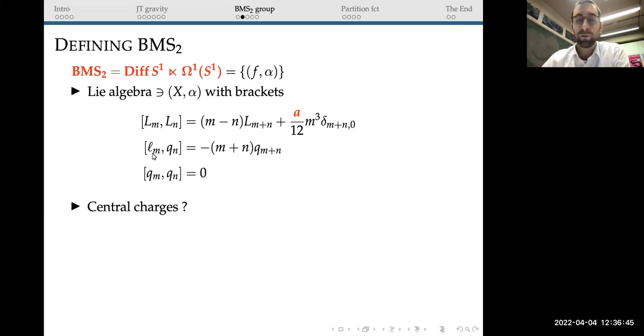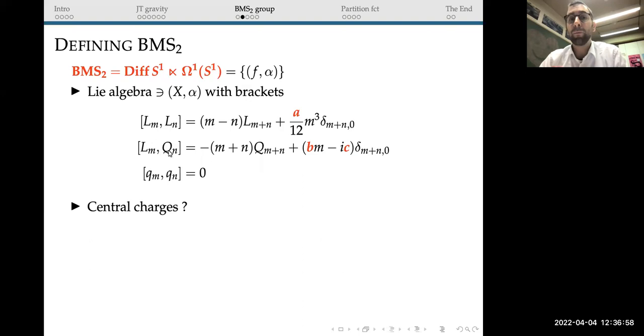Then in the second line, so this is the line where there are no surprises. This is the Virasoro algebra. You should have expected it. But then the second line is the one where surprises are hidden, because you now have a centrally extended Virasoro generator that's going to commute with some new centrally extended translation generator.